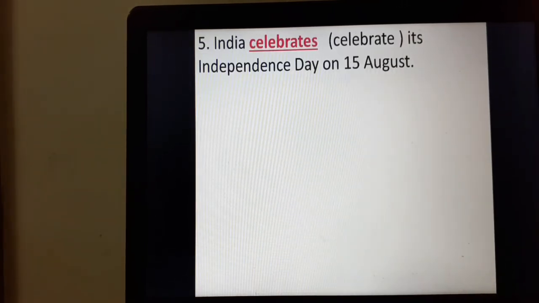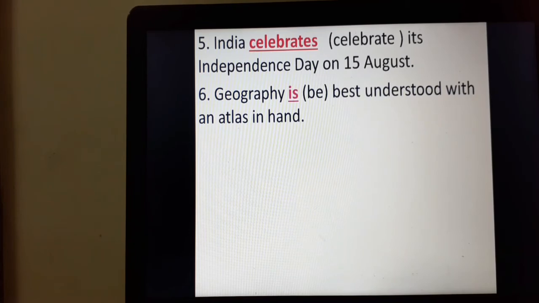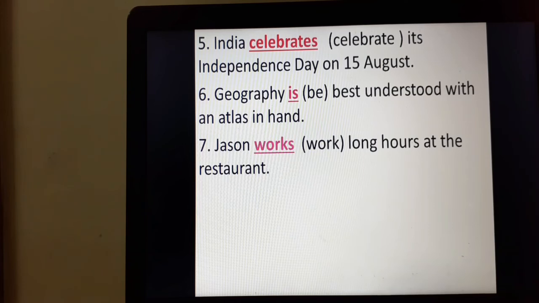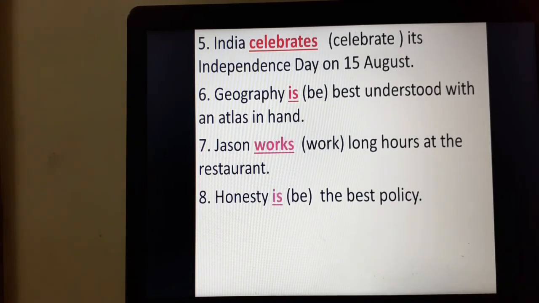Number 5. India celebrates its Independence Day on 15th August. Geography is best understood with an atlas in hand. As you can see that it is the name of a subject, and I have used is for be. Jason works long hours at the restaurant. Honesty is the best policy.